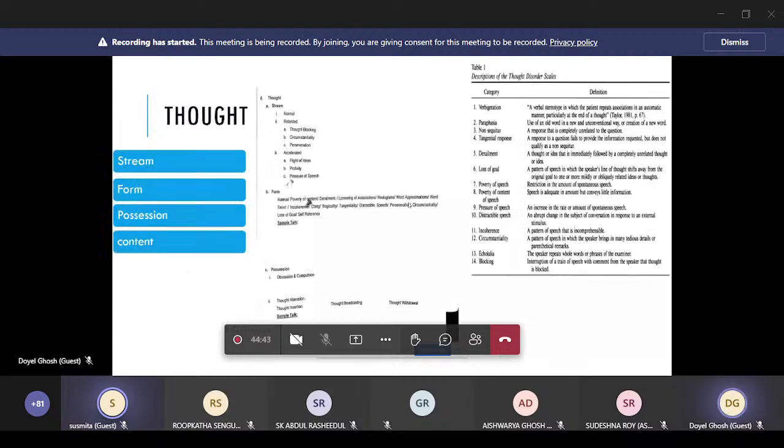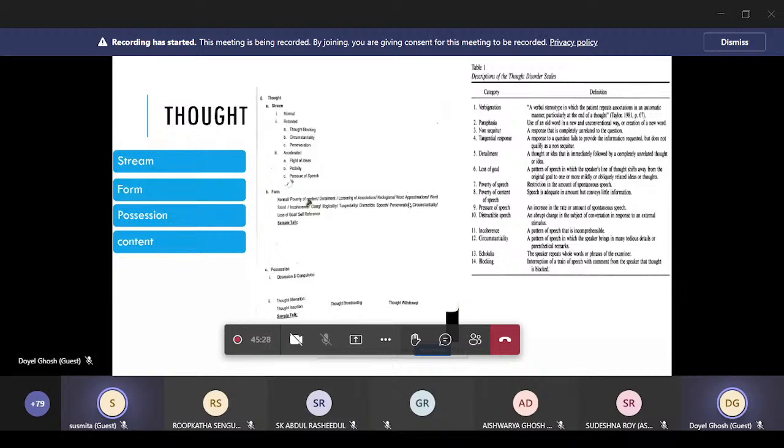Then coming to thought, it's huge. Assessing thought is huge. In thought, there are four characteristics of thought. Just imagine a river. A river has a form or a shape. A thought is like a river. It has a form.